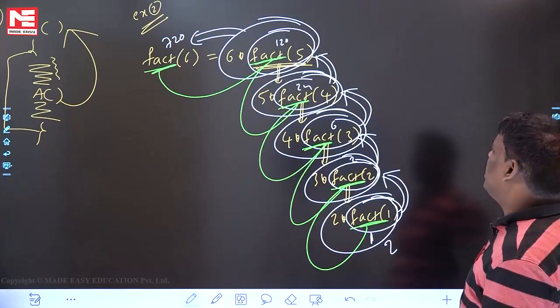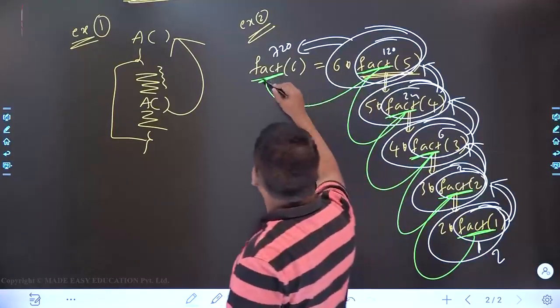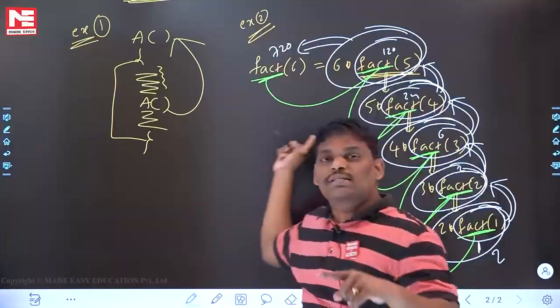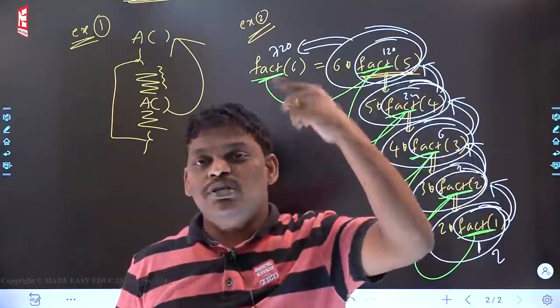I think you are absolutely fine now. Can you help me? Where is the recursion here? See, fact is calling fact many times. That is the recursion. Now one more thing I want to ask you. By seeing this entire example, can you say what is the meaning of recursion? Recursion means a function calling itself.